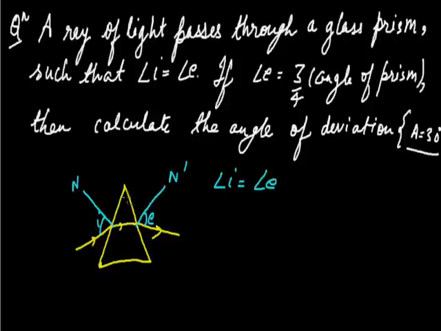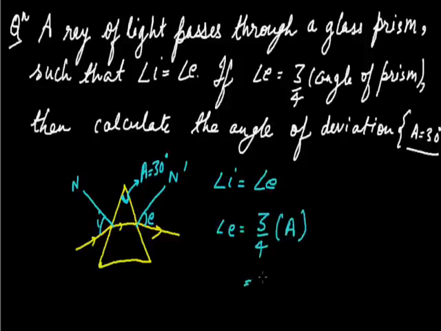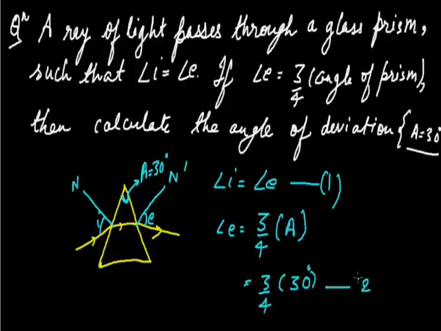So again, if we come to the diagram, it is given that the angle of prism is equivalent to 30 degrees. That is given in the question. Also we are given that angle E is equal to 3/4 of the angle of prism. So the angle of prism is given as 30 degrees. So let's put the value 30 degrees. Now we have two pieces of information. I is equal to the angle of emergence, and the angle of emergence is equivalent to 3/4 of the angle of prism, that is 30 degrees.